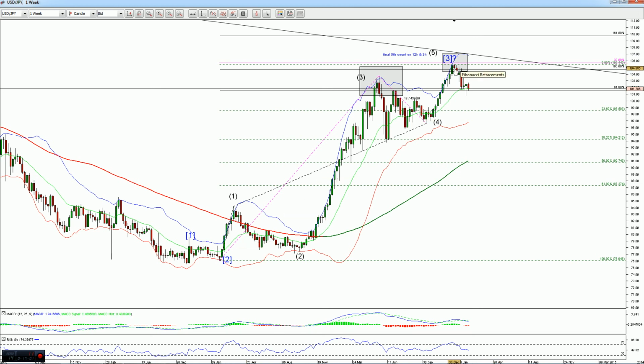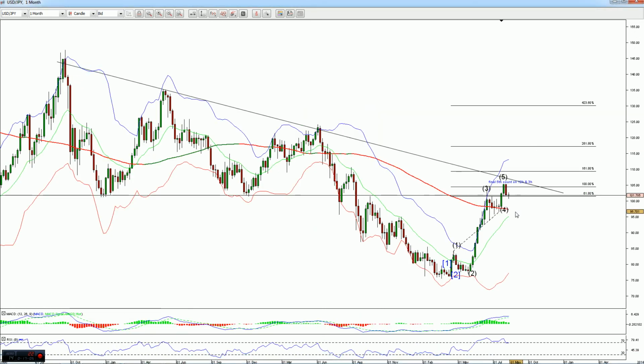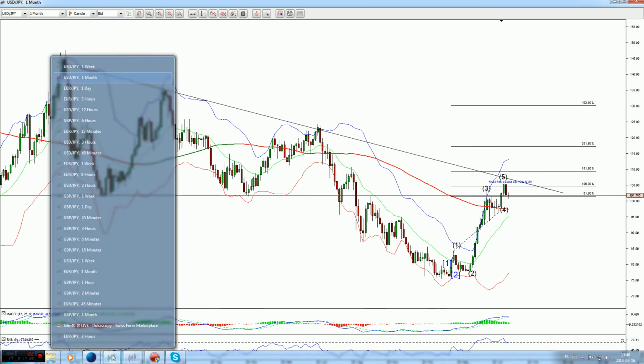Especially on this monthly chart, I talked about it a couple of weeks ago, I think last week or 2 weeks ago. We have this resistance line on this market here, and this resistance line may be tested. So this is not finished yet. So there is the final count on the 3 hours chart.